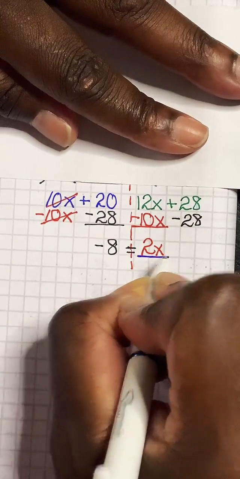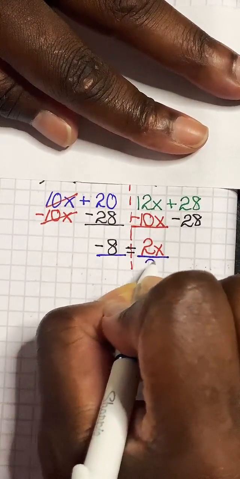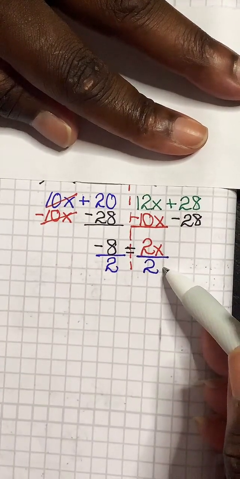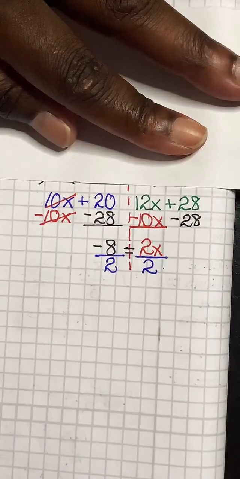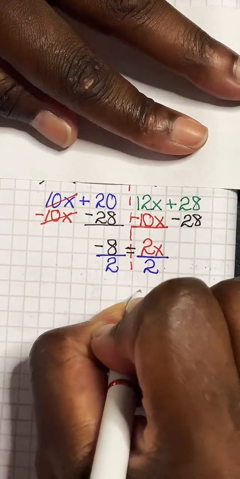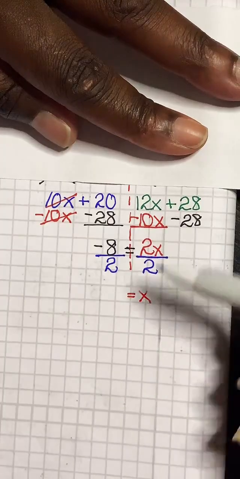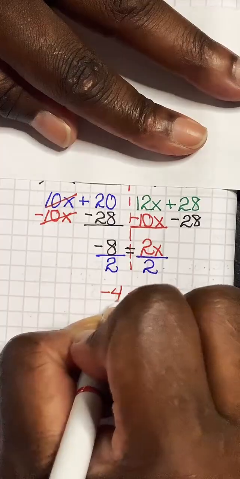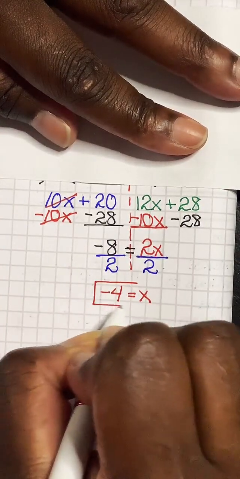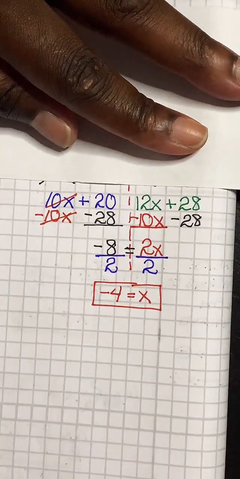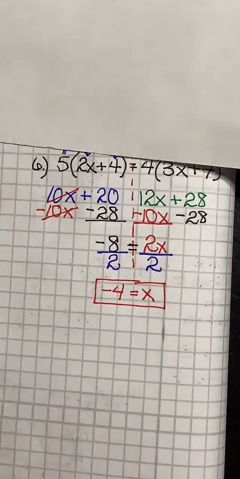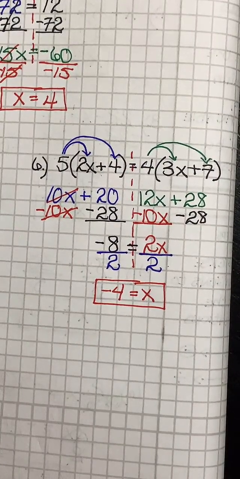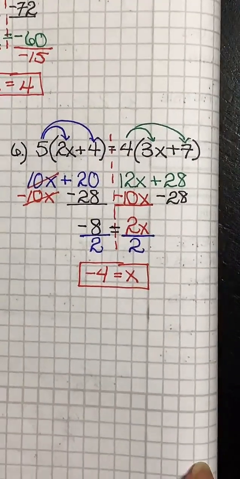All right? So now we're dividing everything by 2. The reason why we're doing 2 is because we want to get that x by itself. So negative 8 divided by positive 2 gives me a negative 4. Okay. So for all of my panicky students, the answer is -4.